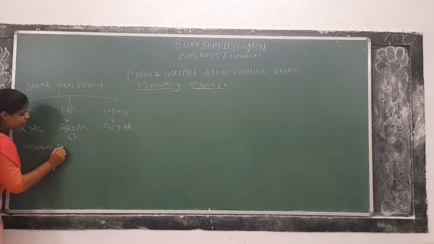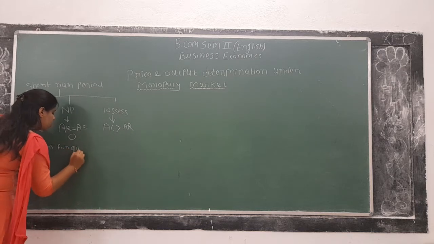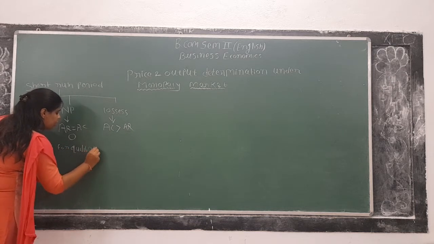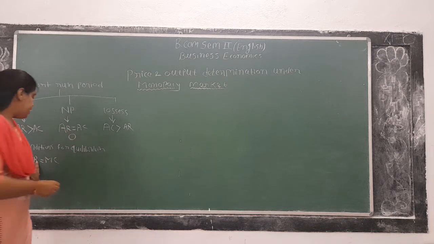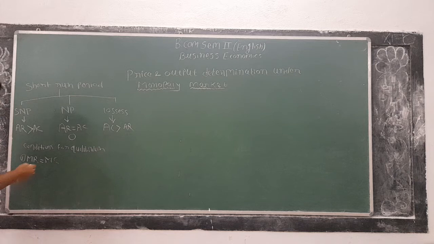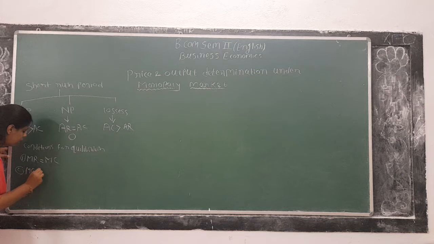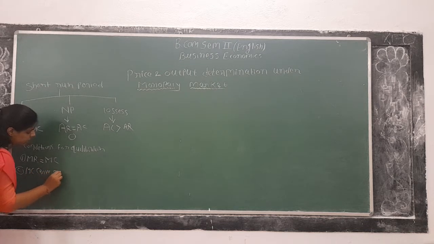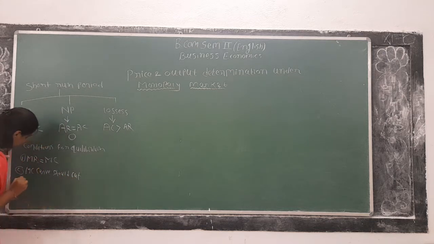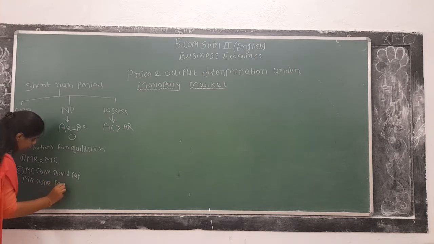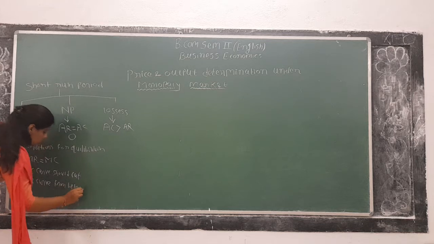Conditions for equilibrium. The condition for equilibrium is MR should be equal to MC, meaning marginal revenue should be equal to marginal cost, and the second condition is the marginal cost curve should cut the marginal revenue curve from below. Okay, so these are the conditions of equilibrium.